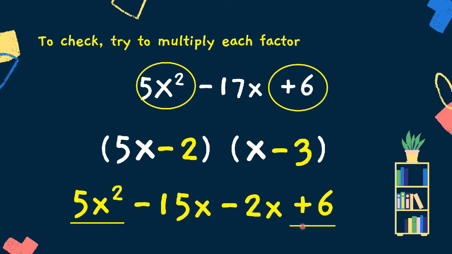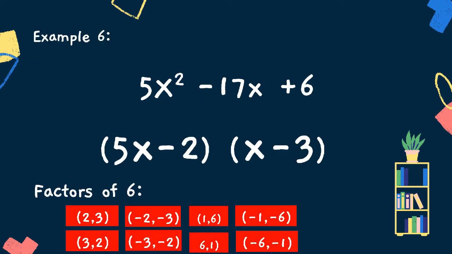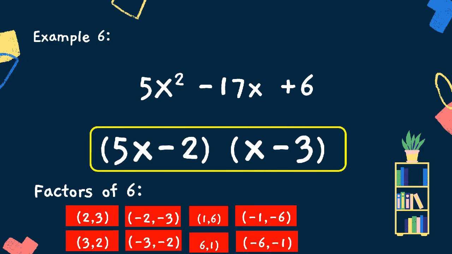This time we will combine like terms. Simplify negative 15x minus 2x. It will give us the sum of negative 17x. Take note that the negative 17x matches with the second term of our given polynomial. Therefore, we already have the factors that we are looking for, and these are 5x minus 2 times the quantity of x minus 3. So these are the factors that we are looking for.